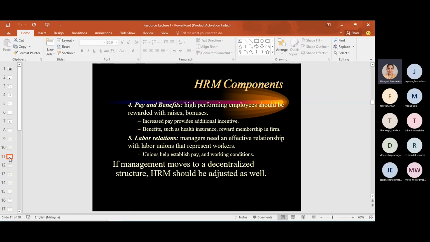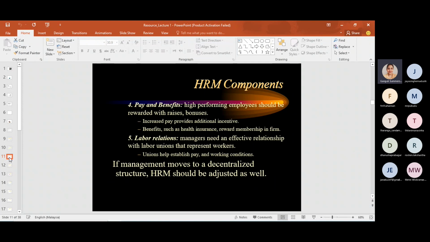so okay, there are two types of management: centralized management and decentralized management. In centralized management, only the top managers are making decisions. Okay, so centralized management means only the top level managers are making decisions.